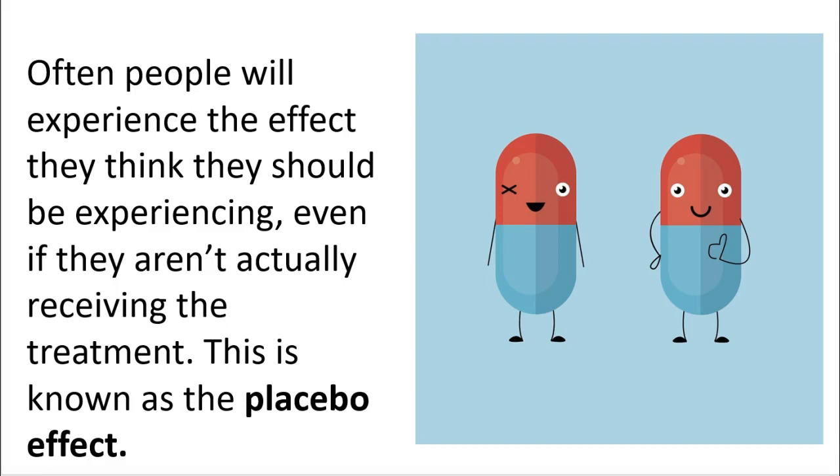Often people will experience the effect they think they should be experiencing, even if they aren't actually receiving the treatment. This is known as the placebo effect. In an experiment, control groups should be given a placebo and an active treatment as often as possible. Using a placebo is only helpful if the participants do not know whether they're getting the placebo or the active treatment. There's a fascinating podcast about the placebo effect located on the bottom of page 15 of your notes.